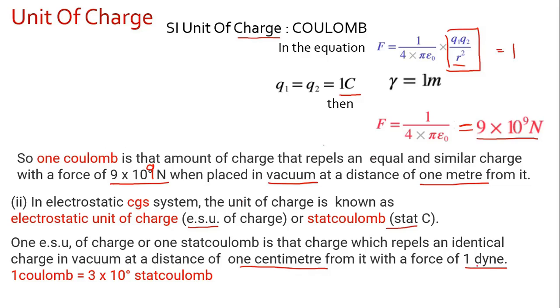Then the magnitude of the charge is 1 ESU, where 1 coulomb is equal to 3 into 10 to the power 9 stat coulomb. This is the relation between the SI and CGS systems of units. So please go for it. This is another important key point or concept related to Coulomb's law.